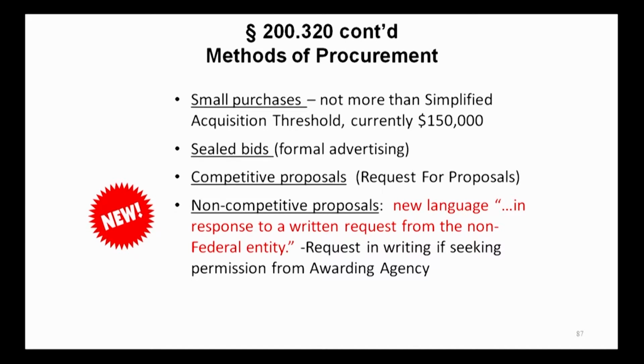Then we have sealed bids. This is formal procurement, formal advertising is required. It requires a detailed scope of work. It requires at least two responsible and responsive bidders. And it lends itself to a firm, fixed price contract. You're selecting the lowest responsible and responsive bidder.